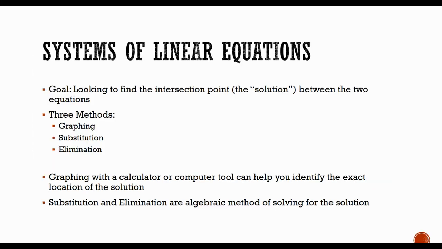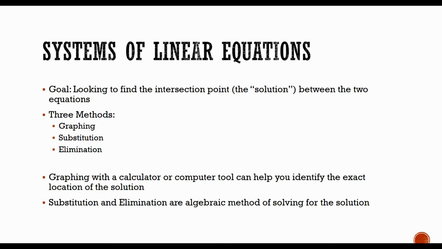For systems of linear equations, our goal is to look for an intersection point between two different linear equations. That intersection point is called the solution. There are three different methods of doing this: the graphing method, substitution method, and elimination method. Regardless of which method you choose, you should get the exact same answer. So when in doubt, you can always try more than one method just to check your work.